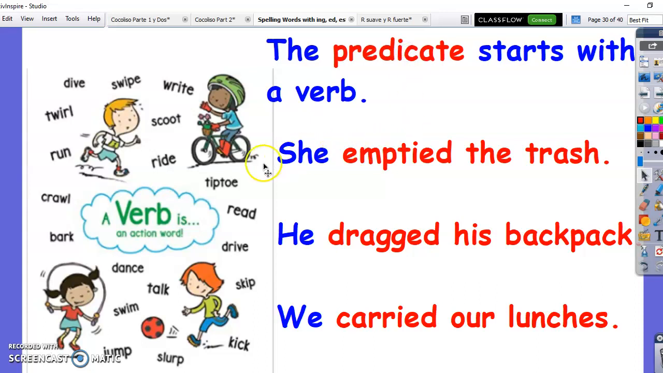So I'm looking at these sentences. She emptied the trash. She is the subject. What did she do? She emptied the trash. Emptied the trash is the predicate. Here, he dragged his backpack. What did he do? He dragged his backpack. So this part in red is the predicate. Again, it always starts with the verb. We carried our lunches. We is the subject. Carried our lunches is the predicate.